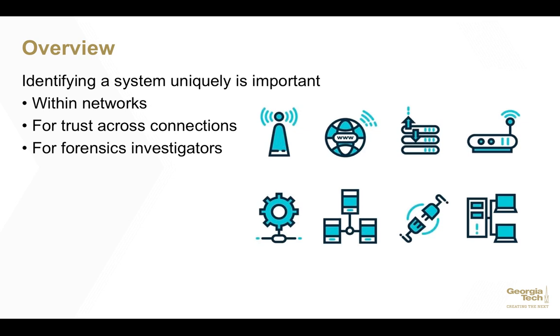The focus of this paper was identifying a system uniquely. This is an important goal because within networks, we want to make sure that the hosts on that network are the hosts we expect them to be. It's important for trust across connections to make sure that if we're communicating with a computer over a network, it's the computer that we expect, and for forensics investigators to track down attackers' machines or make sure that the machines they're investigating are the machines that they expect.